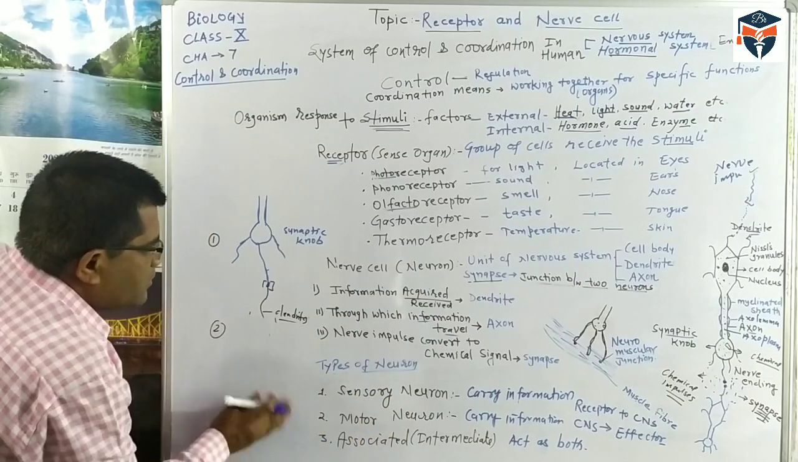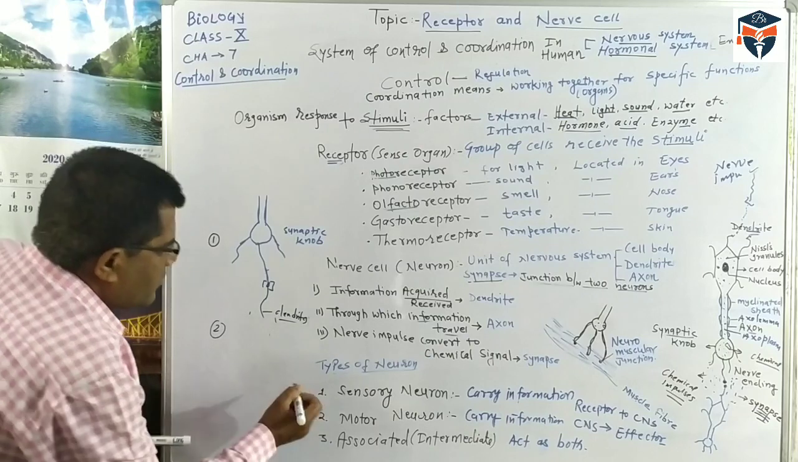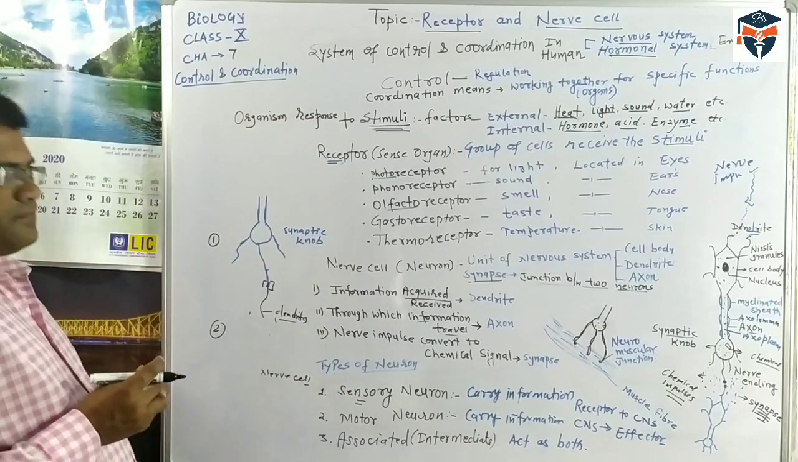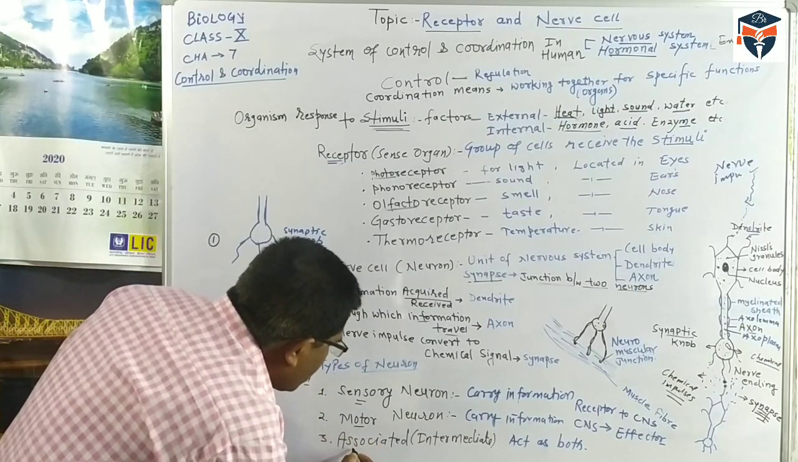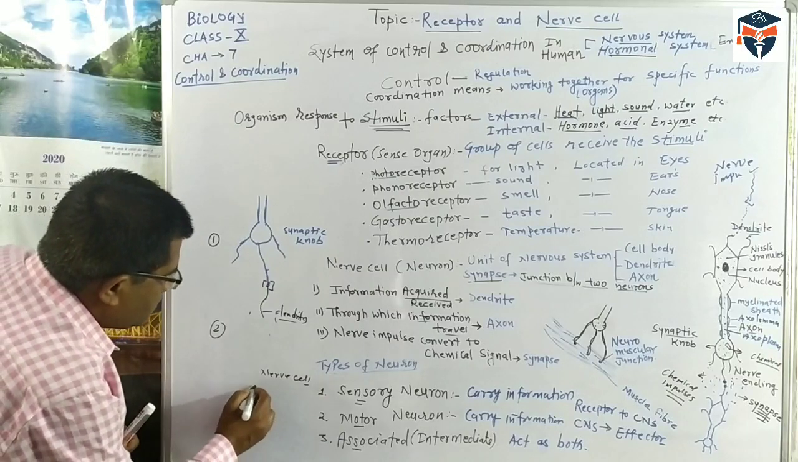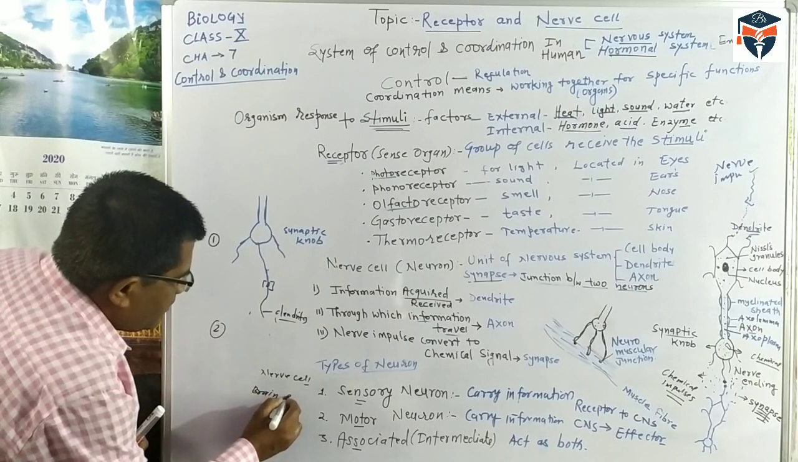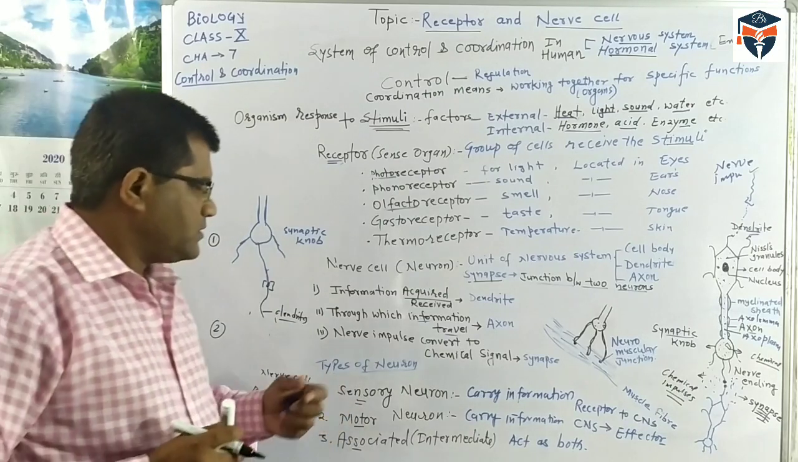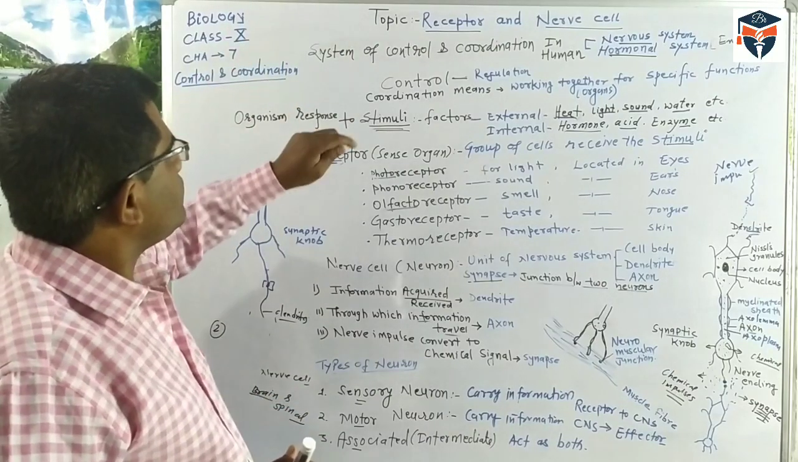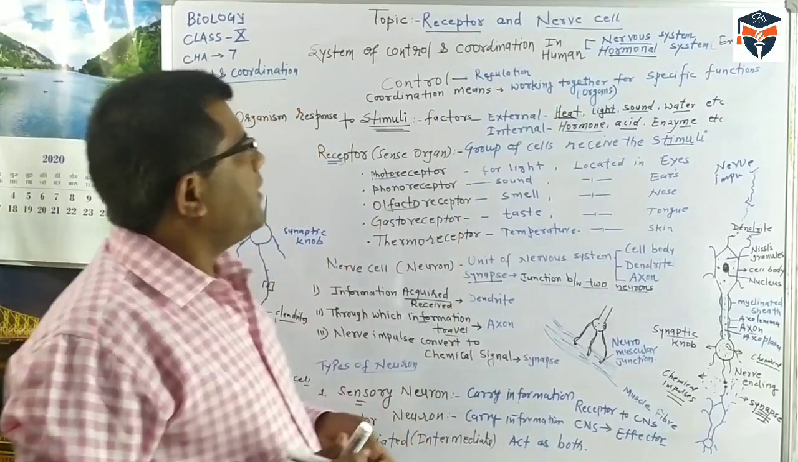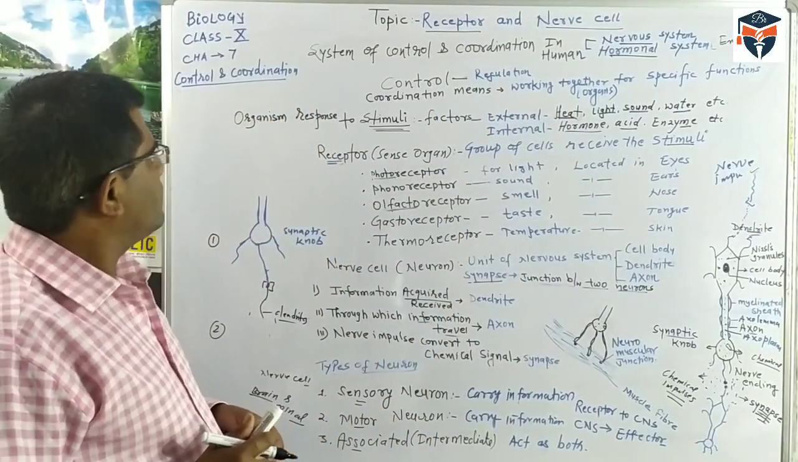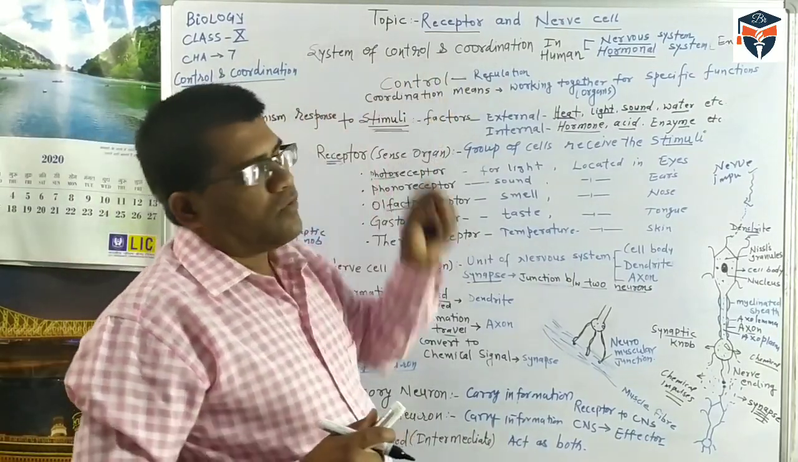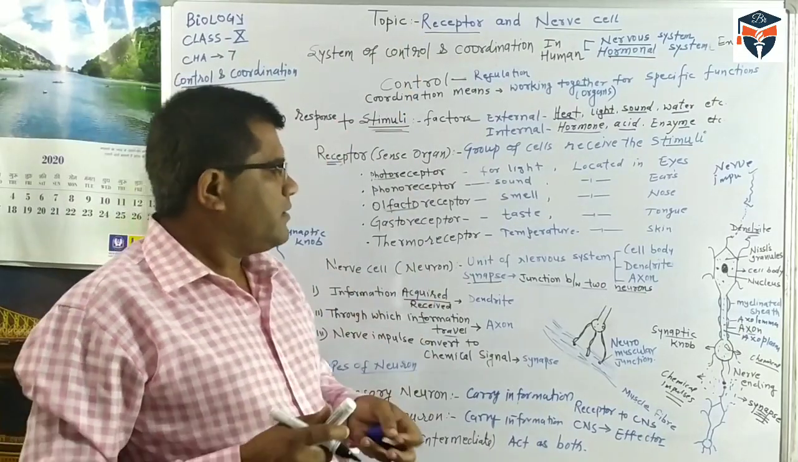The sensory neurons occur in the nerve cell. Whereas motor neurons and associated neurons occur in the brain and spinal cord. So in the brain and spinal cord, motor neurons are present. So all in all, this is about the receptor and nerve cell structure in our topic, the control and coordination chapter. Our topic: receptor and nerve cell.